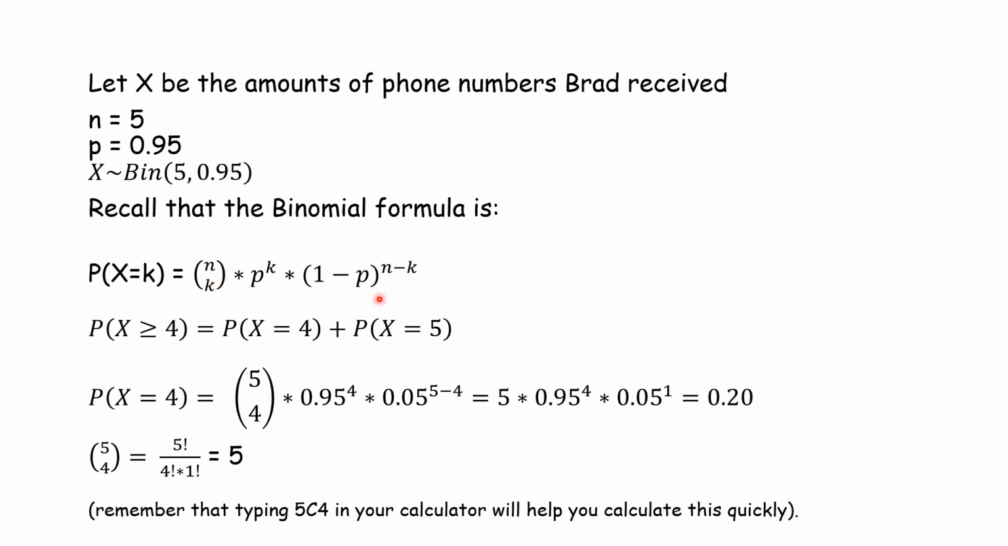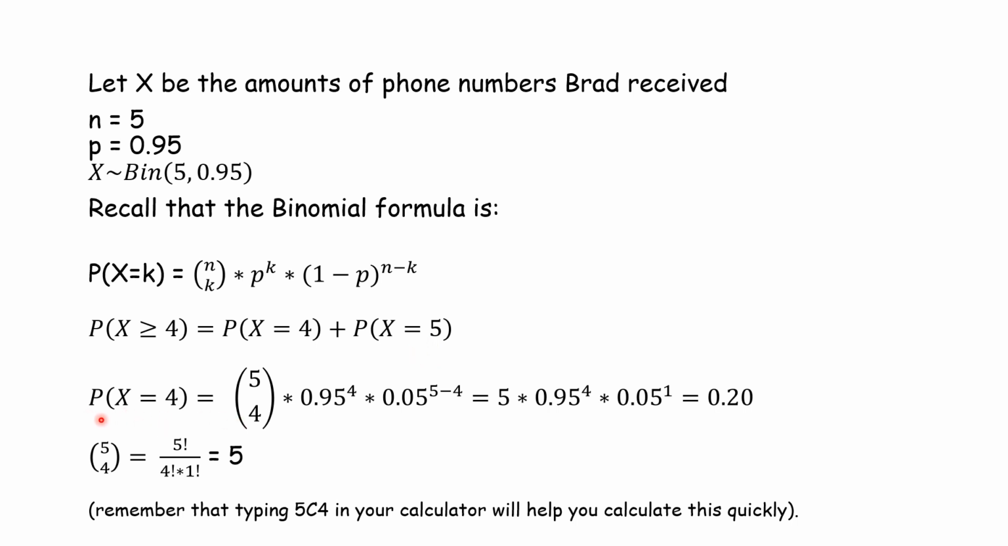Remember, we want to calculate the probability that x is greater or equal to 4. We said at least 4 phone numbers. So we have to calculate 2 different probabilities: the probability that Brad received exactly 4 phone numbers, and the probability that Brad received exactly 5 phone numbers. Let's start with the probability of x equals 4.